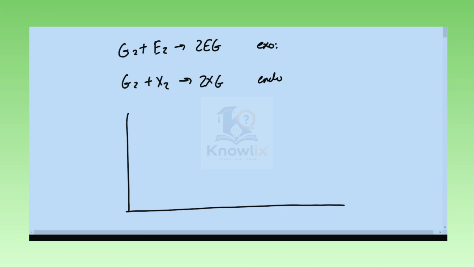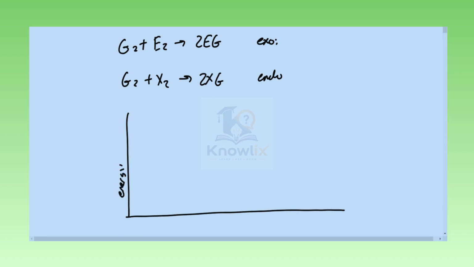Okay, so we have these two reactions here, and they want us to draw the potential energy diagram for both of these reactions on the same graph. So let's say we have energy here, and then we have time. So they tell us that the first reaction is exothermic and the second reaction is endothermic.